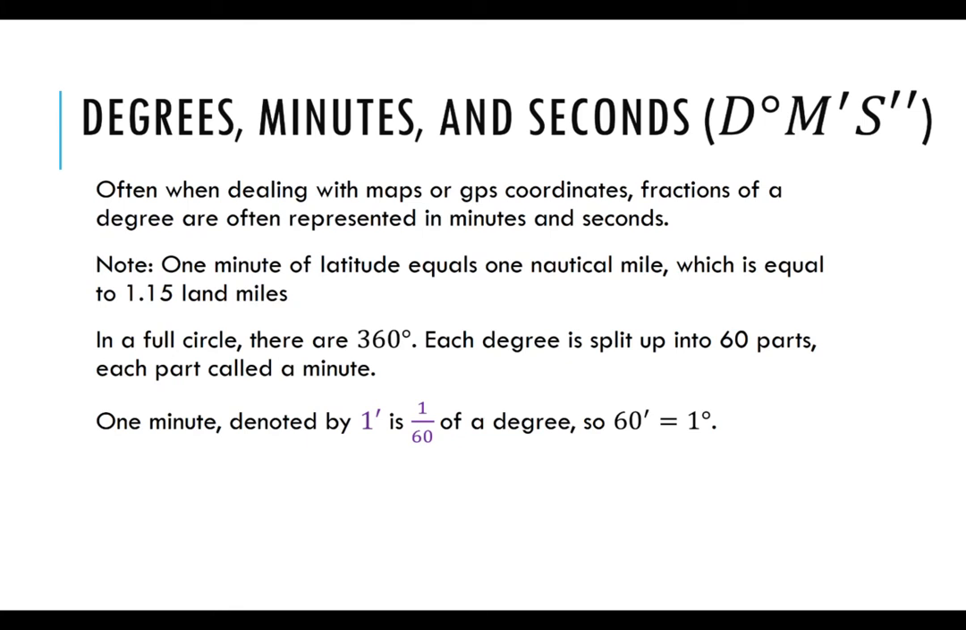So 1 minute, denoted by 1 prime, we'll just read this as 1 minute, is 1/60th of a degree. So 60 minutes is going to make up 1 degree. 1 second, denoted by 1 double prime, is 1/60th of a minute, so 60 seconds is going to equal 1 minute.